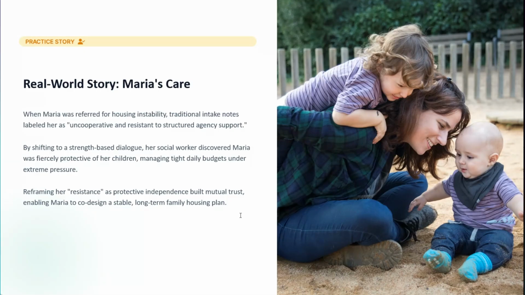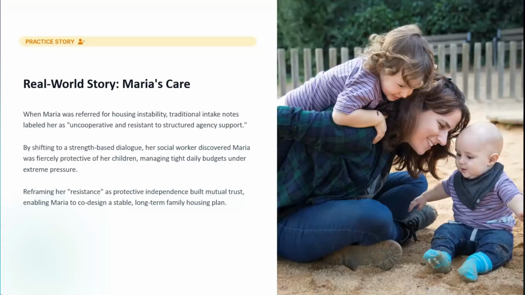Let's look at a real-world case study illustrating this reframing in action. When working with clients navigating complex trauma or housing insecurity, it's easy for traditional systems to label people as resistant or non-compliant when there's something else buried underneath. When Maria was referred for housing instability, traditional intake notes labeled her as uncooperative and resistant to structured agency support.